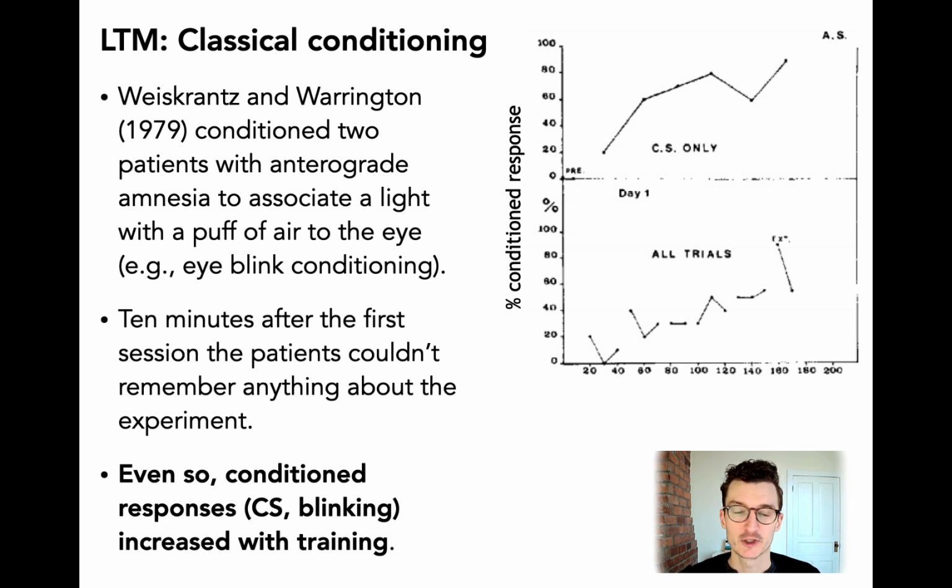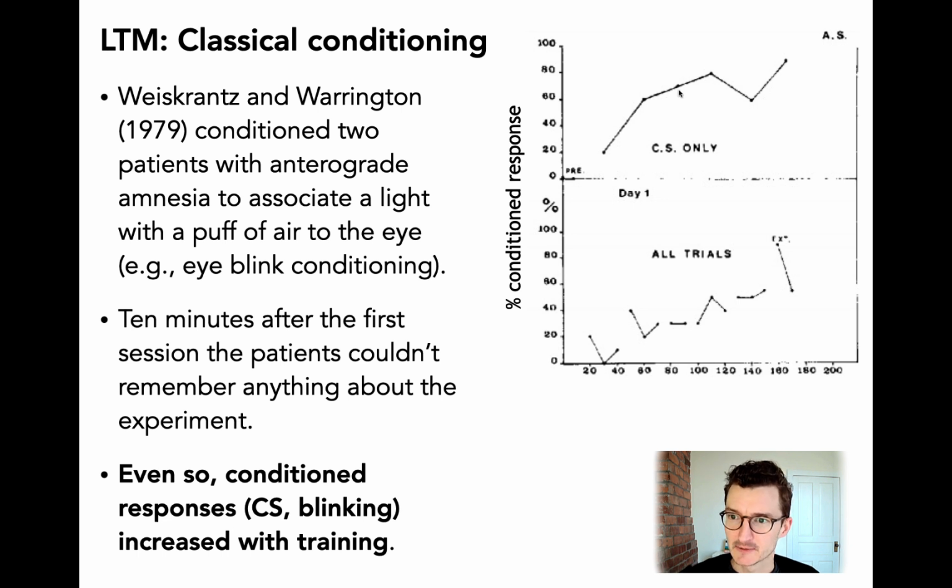And so in this particular paper by Weiskrantz and Warrington from the late 1970s, they conditioned 2 patients with anterograde amnesia to associate a light with a puff of air to the eye. So eye blink conditioning. And sure enough, what they saw was that the patients learned this association, even though they didn't remember any of the training, right? Even though they had no recollection of having this puff of air blasted into their eye and seeing this flash of light. As you can see in this plot up here, it shows the percentage of conditioned responses on the y-axis.